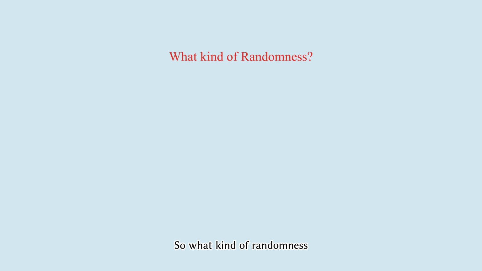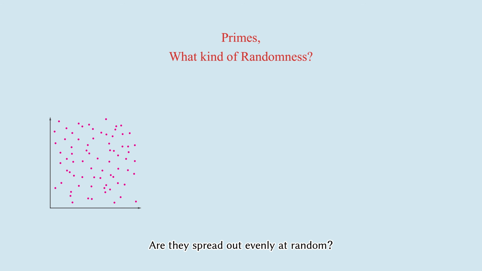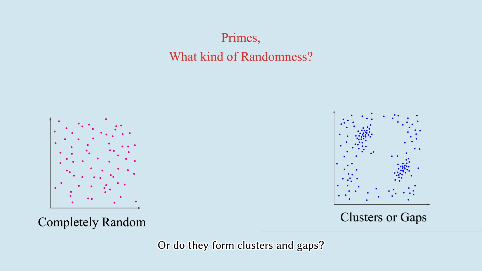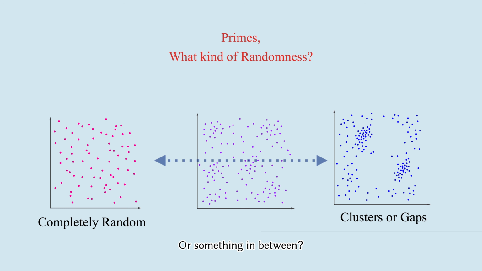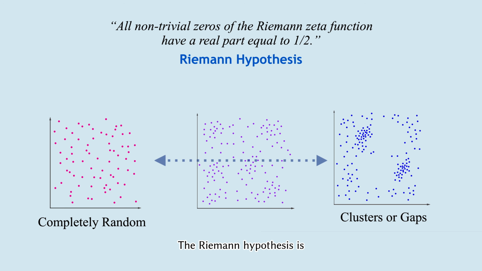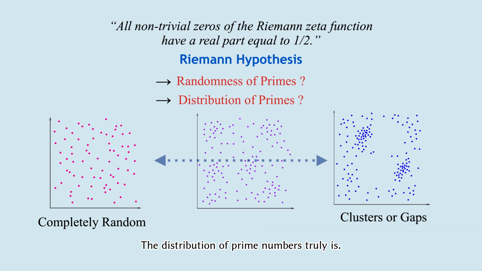So, what kind of randomness do primes really follow? Are they spread out evenly at random? Or do they form clusters and gaps? Or something in between? The Riemann hypothesis is, at its heart, a statement about the nature of that randomness, about how orderly the distribution of prime numbers truly is.